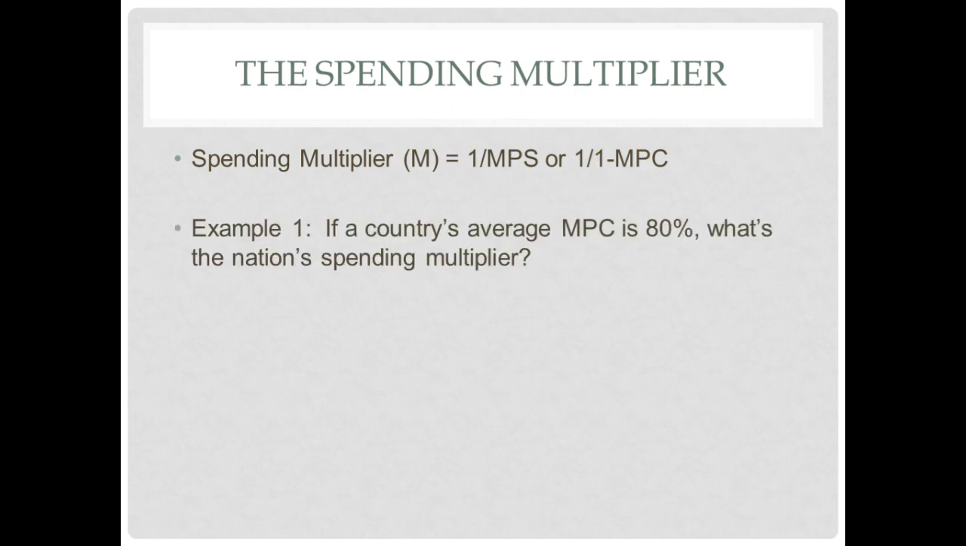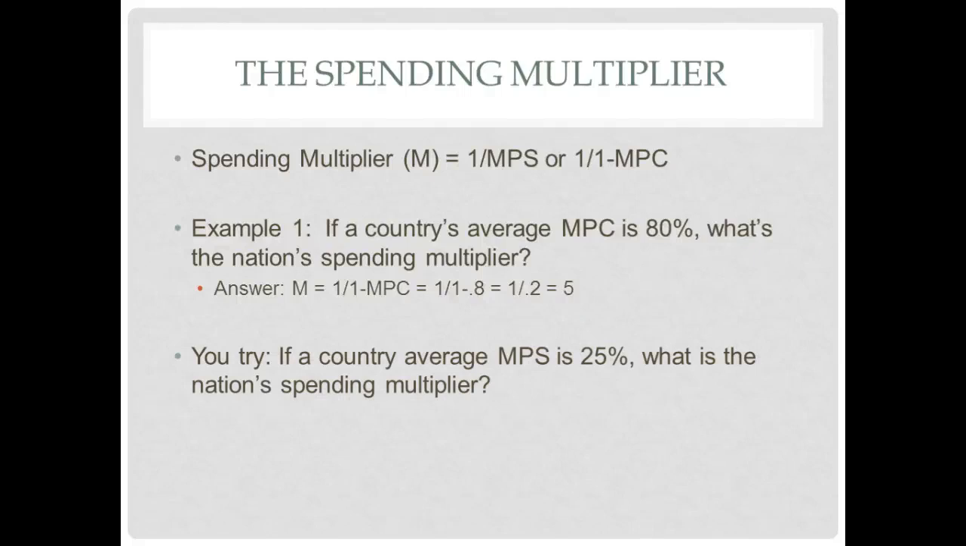Let's do an example. If a country's average MPC is 80%, what's the nation's spending multiplier? And this is very similar again to calculating the money multiplier. The answer is M has to equal 1 over 1 minus the MPC, which is equal to 1 divided by 1 minus 0.8, which is equal to 1 divided by 0.2, which is equal to 5. And again, these may have been memorized in our last unit. If you have a little trouble with fractions, you may want to do that. So the MPC at 80% creates a multiplier of 5.